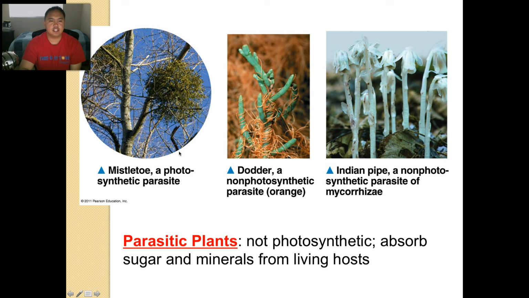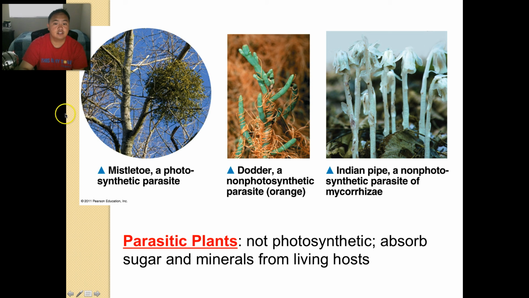Parasitic plants, parasitic meaning like parasite, so they're not photosynthetic, so they don't make energy from the sun. They basically absorb the sugar and the minerals from their hosts. So mistletoe right here, this is called a dodder, and an Indian pipe. They live on other things and suck up all the sugar and minerals from other stuff instead of making it through photosynthesis.